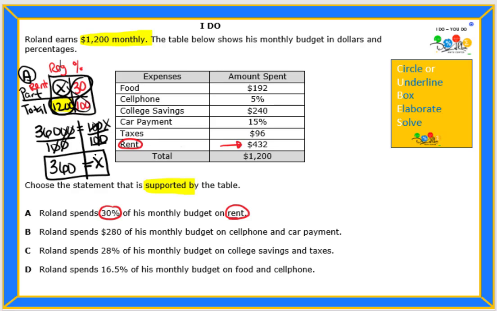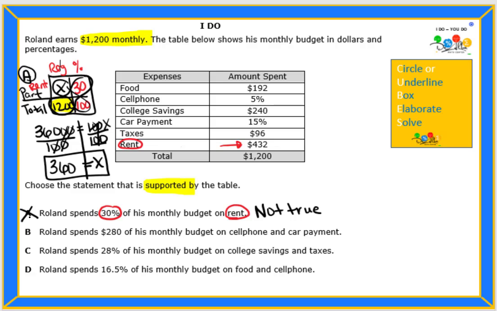So when we look at the rent, 30% would be $360, but that is not true. Roland paid $432. So he's not spending 30%, he's spending more than 30%. So this is not true, or false. So we can scratch that answer out. Let's look at answer choice B.